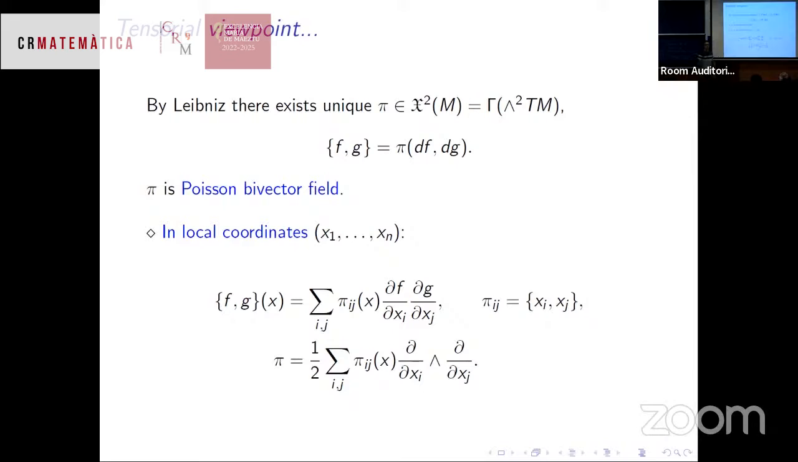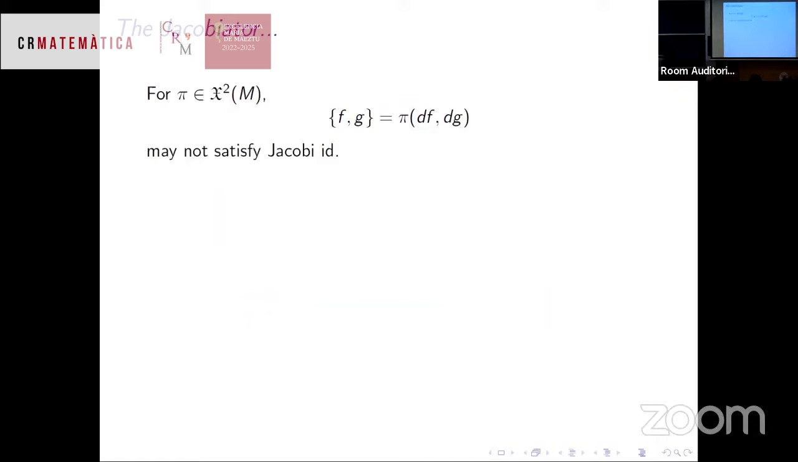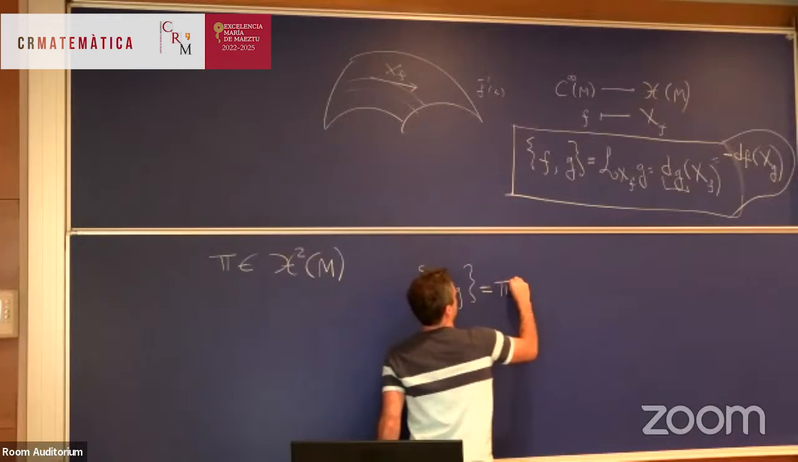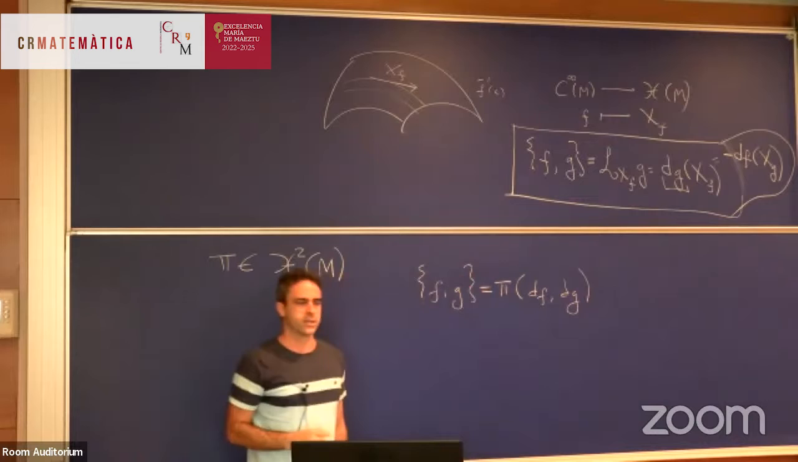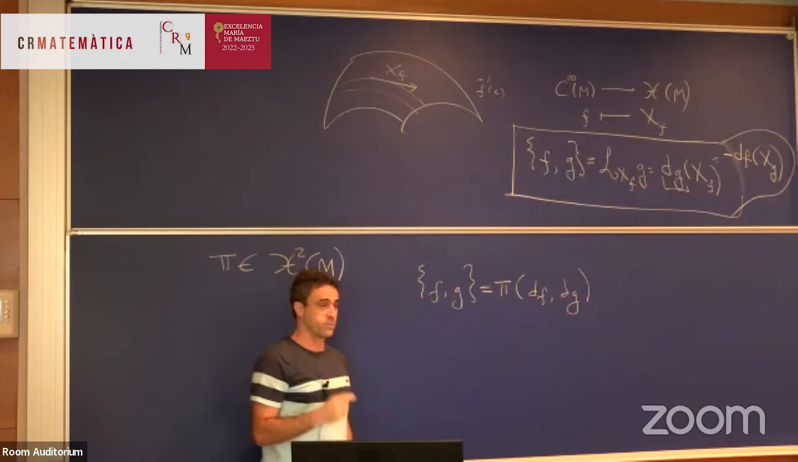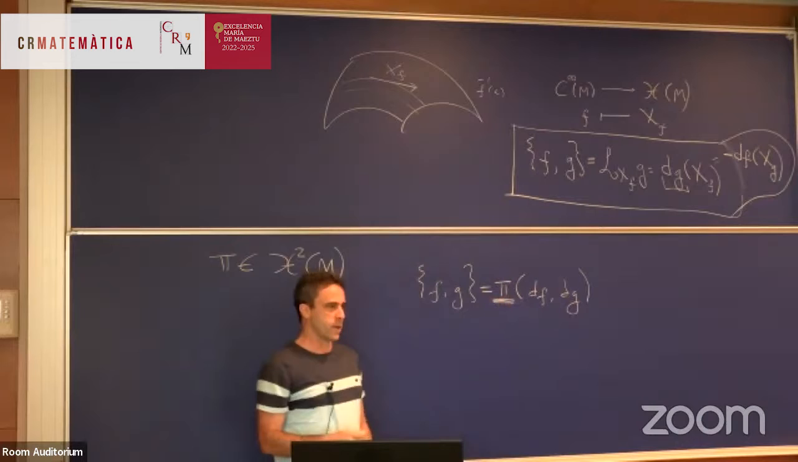So you can also take the point of view of starting with a bivector field and wondering when it gives rise to a Poisson bracket by the formula up there, right? So if you start with a bivector field, write this bracket. And this turns out to be a skew symmetric bracket that satisfies the Leibniz condition, but it may not satisfy the Jacobi identity. That doesn't happen for free. So this poses an additional integrability condition on the tensor. So Jacobi is not for free in this formulation.